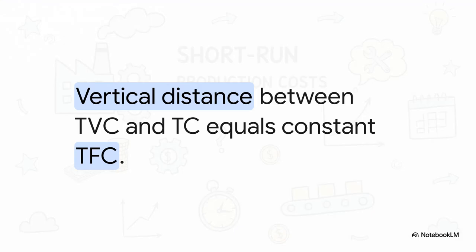But I think the most fascinating takeaway here is actually the physical space between the total cost curve and the total variable cost curve. That vertical gap, it's exactly equal to your constant TFC. It's the literal size of your fixed rent and overhead. And since your fixed costs never change, that gap just remains perfectly constant across the whole graph.